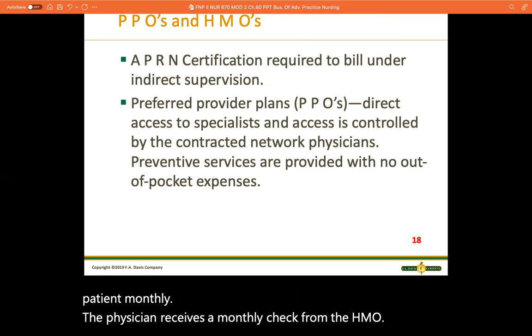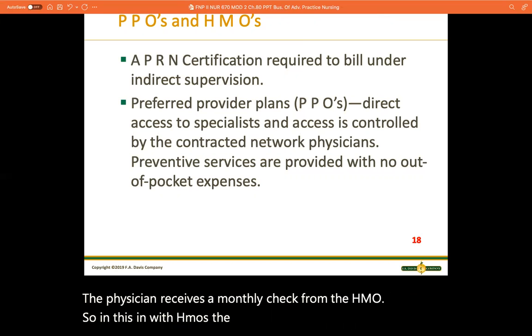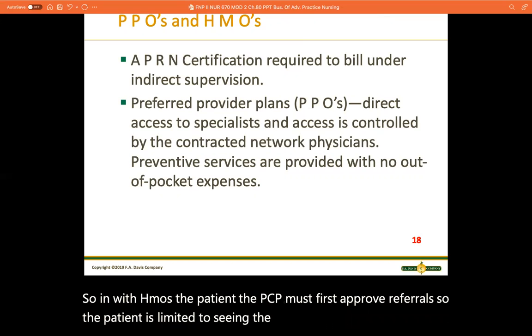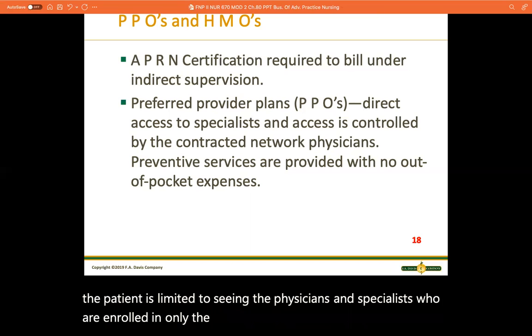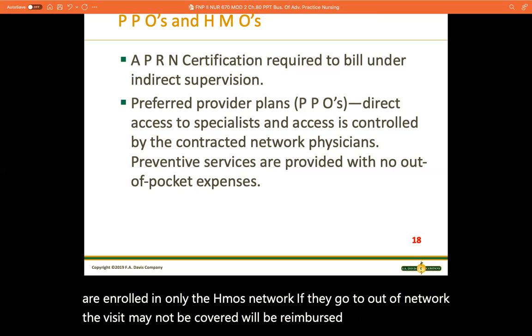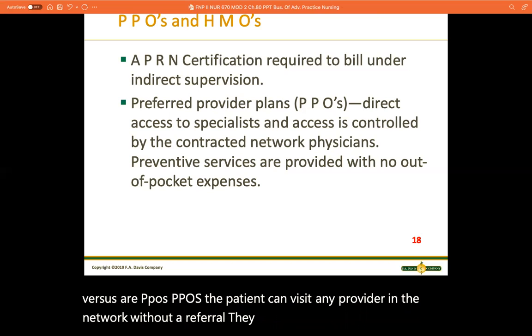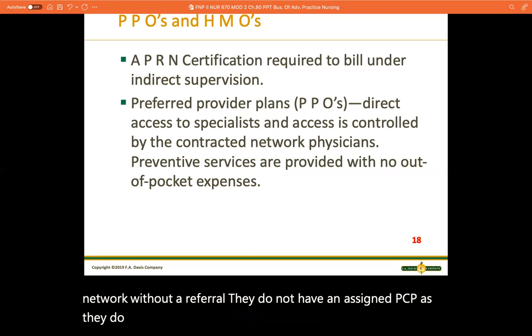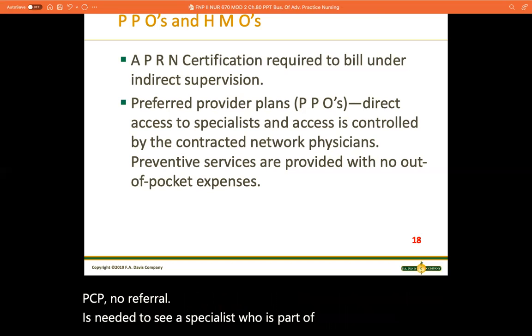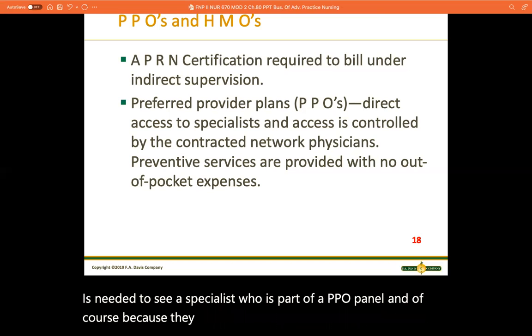With HMOs, the PCP must first approve referrals. So the patient is limited to seeing the physicians and specialists who are enrolled in only the HMO's network. If they go out of network, the visit may not be covered or it will be reimbursed at a lower rate. Versus our PPOs, the patient can visit any provider in the network without a referral. They do not have an assigned PCP as they do in HMOs, and they can choose their own PCP. No referral is needed to see a specialist who is part of a PPO panel. And of course, because they have fewer restrictions than the HMOs, PPOs are usually more expensive than the HMOs.